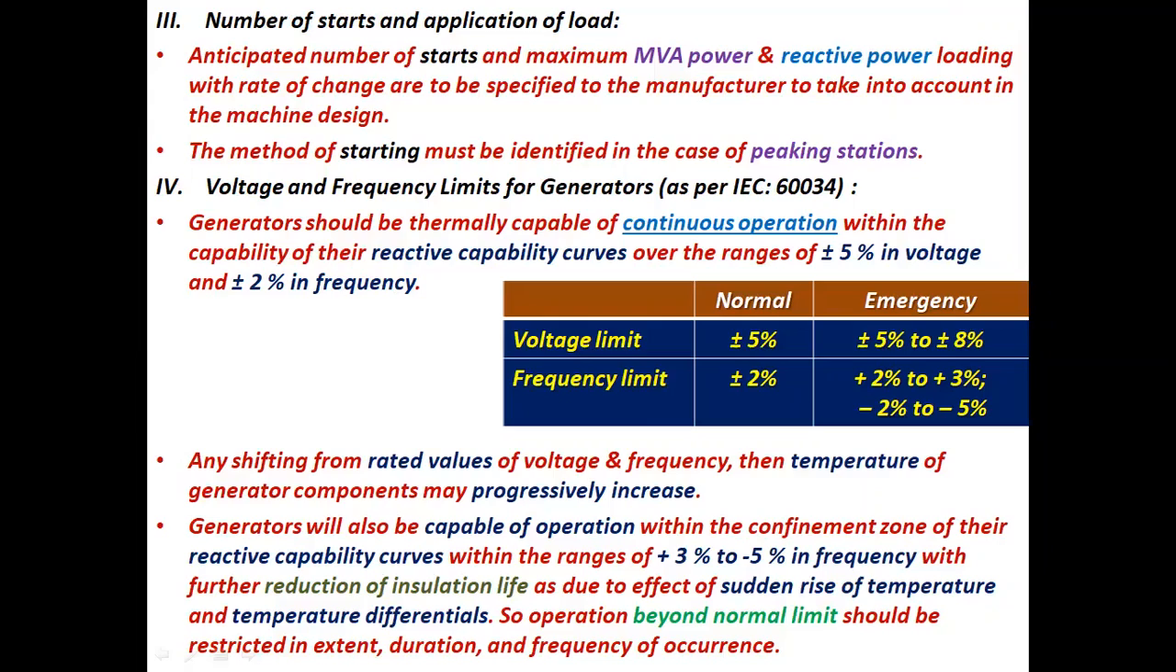Generators will also be capable of operation within the confinement zone of their reactive capability curves within the range of plus 3% to minus 5% in frequency, which further reduces insulation life due to the effect of sudden rise of temperature and temperature differentials. So, operation beyond normal limit should be restricted in extent, duration, and frequency of occurrence.